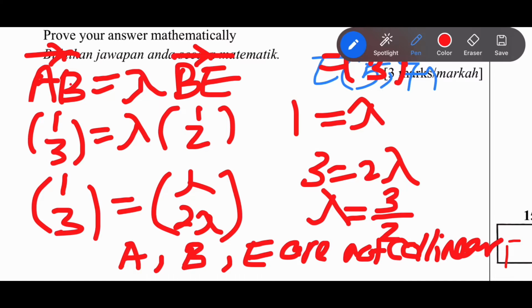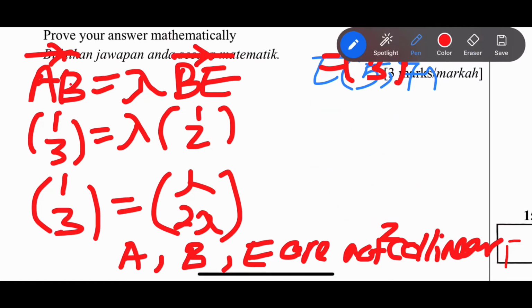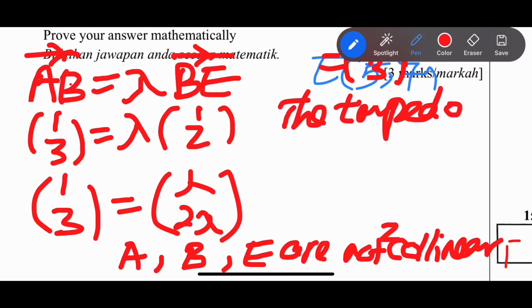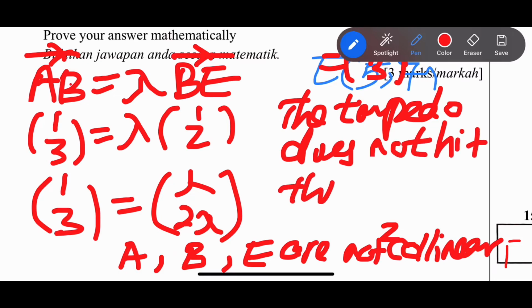If it is collinear, you will find the lambda with the same value. But here, we cannot find the same value. The value is not in common, not the same. So the conclusion is the torpedo does not hit the battleship. Okay, we have to write in a sentence the battleship B.